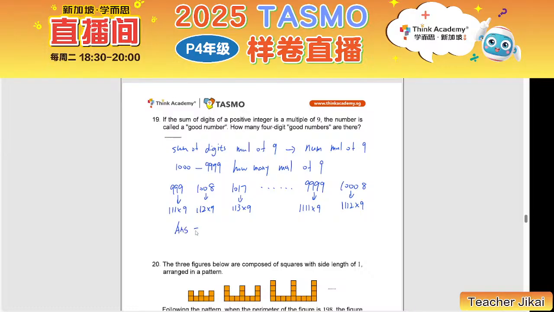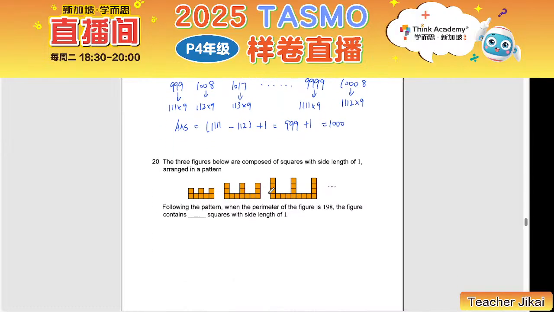So we have how many numbers? You just use 1111 minus 112, and as we take both ends, we plus 1 here. It's something like the planting trees problem. So it's 999 plus 1, which gives you 1000. Yeah, this one. Alright.